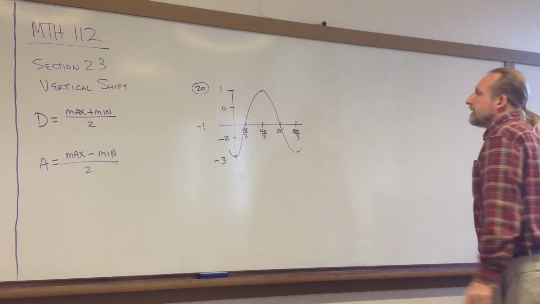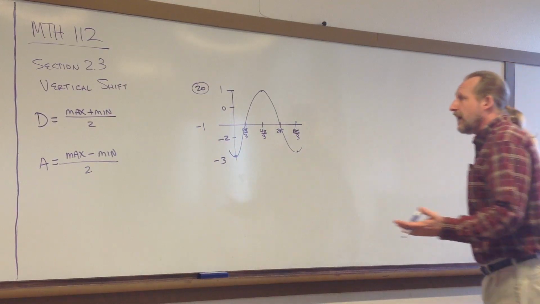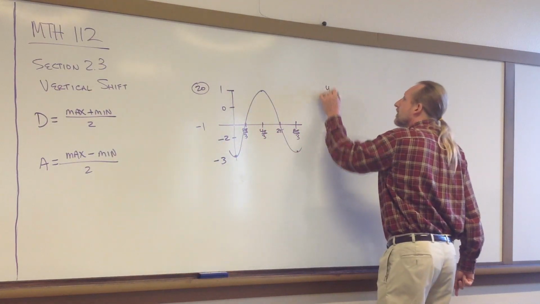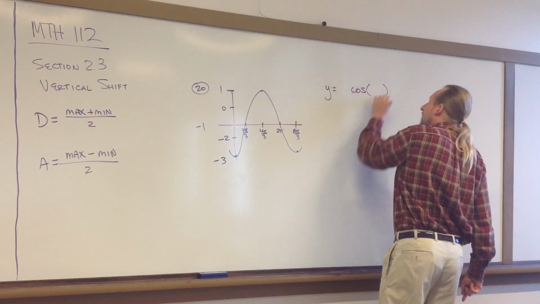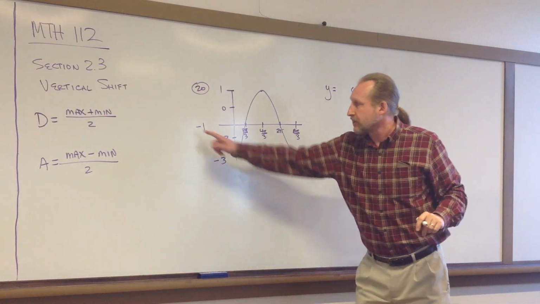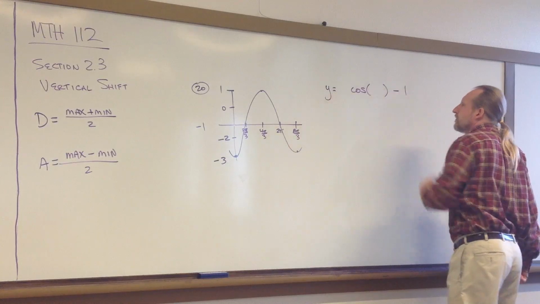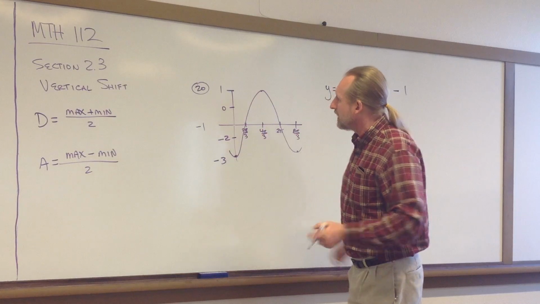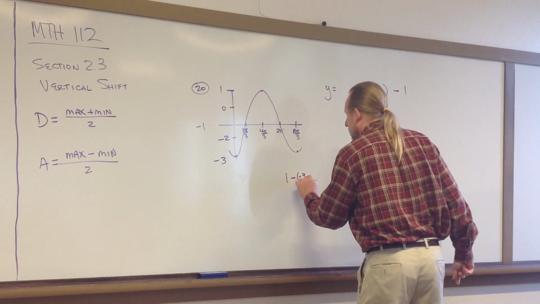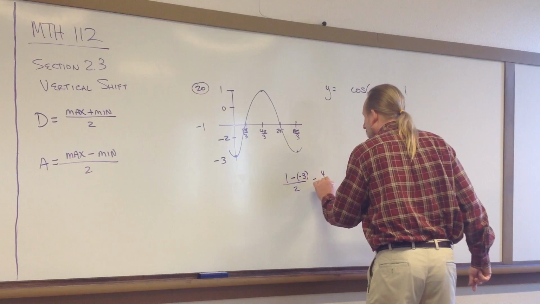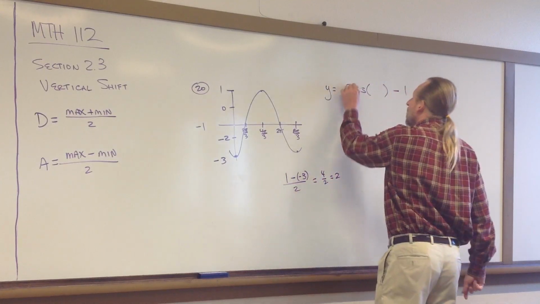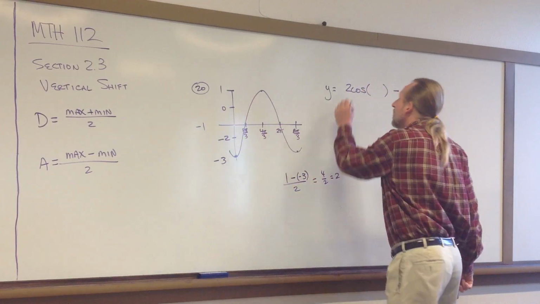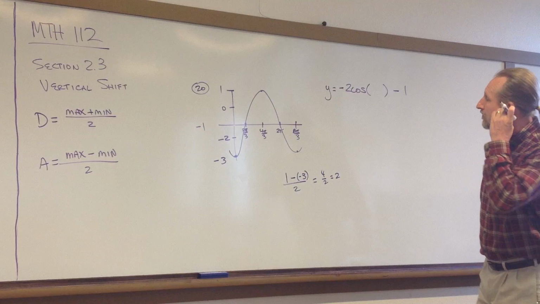Okay, let's see. So this is a cosine graph because it starts at the maximum or minimum rather than the midline. Let's put the vertical shift in first. That's going to be -1. Our amplitude, I mentioned, is 2. So you can do 1 minus -3 over 2, and that's 2. But again, this is a negative cosine graph because it starts at the minimum rather than the maximum.